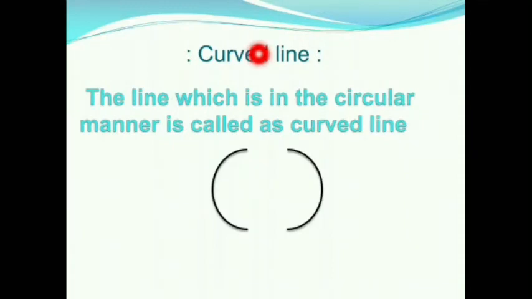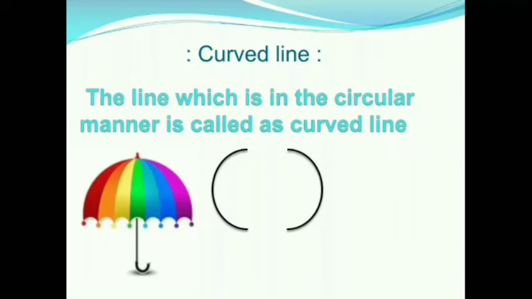Now we will move to curved line. The line which is in the circular manner is called as curved line. Now we will see some examples. When do we use umbrella? While raining or hot sunny days. This part of umbrella has curved line. You have played with this bow and arrow. This part of the bow has a curve. It is a curved line.